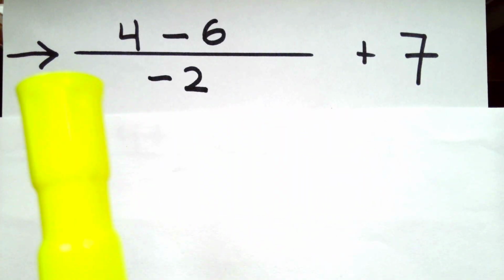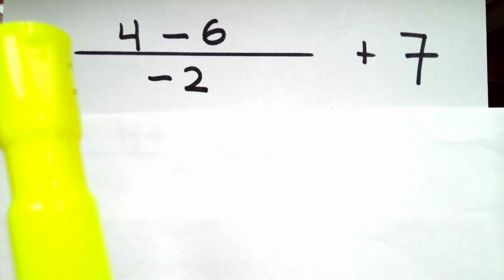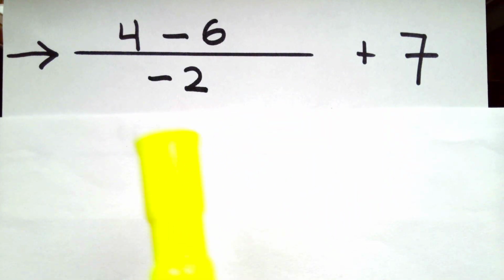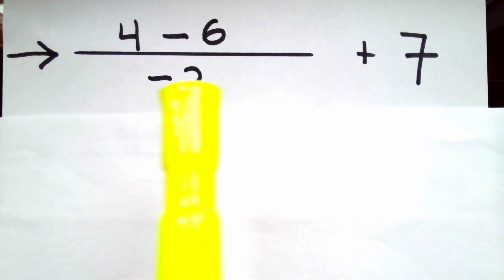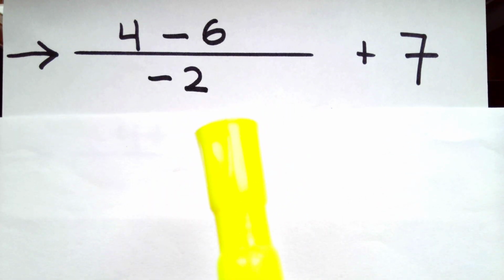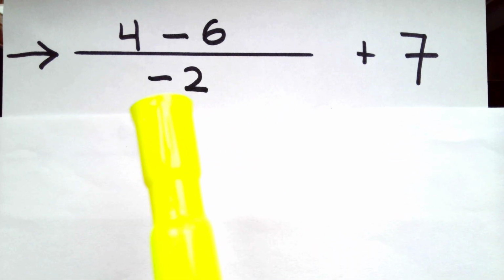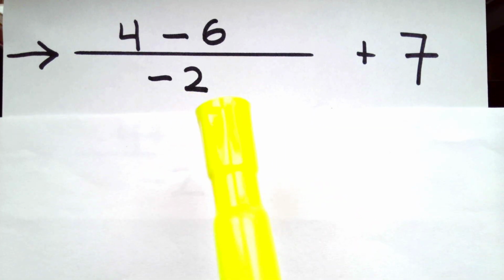Any exponents in the top part of the fraction? No. Can I multiply or divide in the top part of the fraction? No. Can I add or subtract? Absolutely. I can add 4 plus a -6. Now I'm going to ask myself the same questions in the denominator, which I've already done. There's nothing in parentheses, no exponents, no multiplying or dividing, no adding or subtracting.